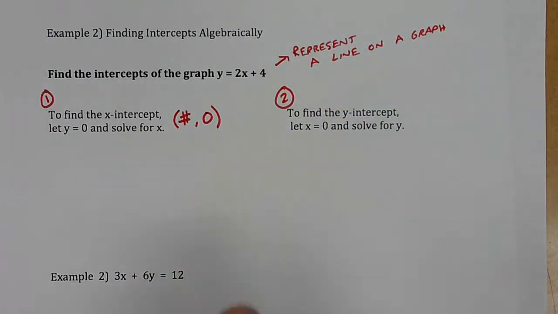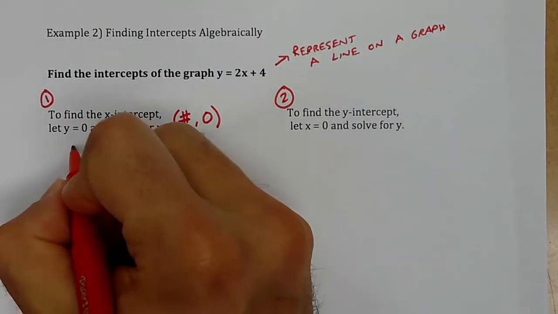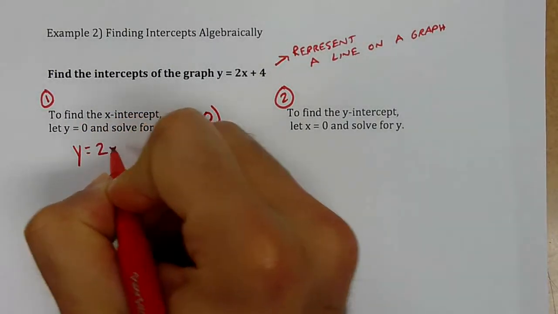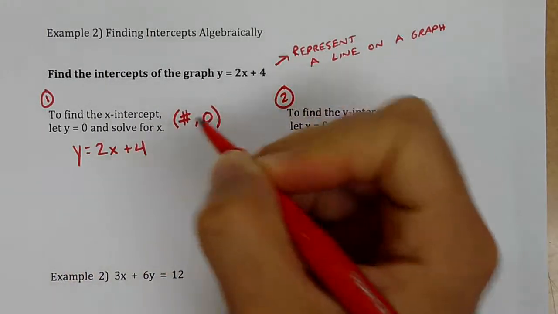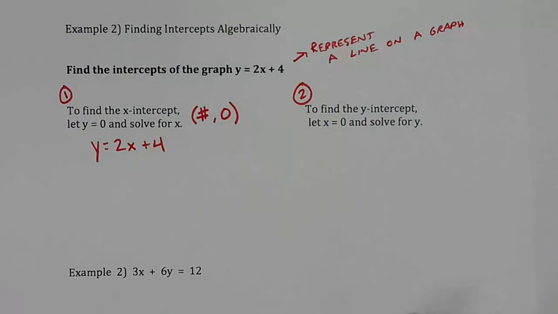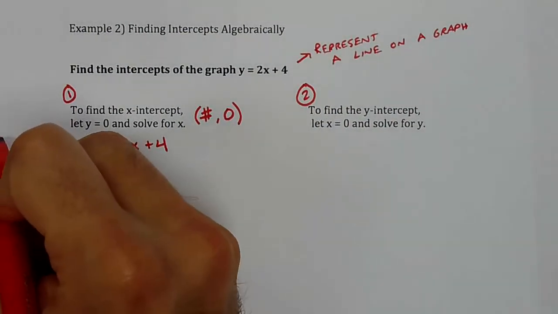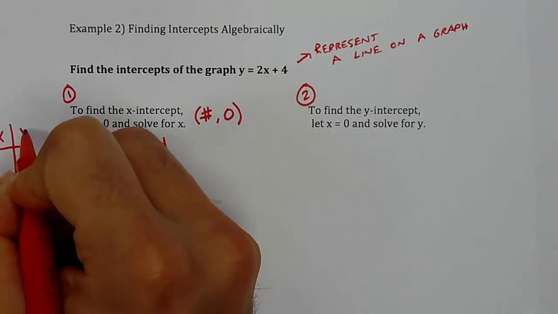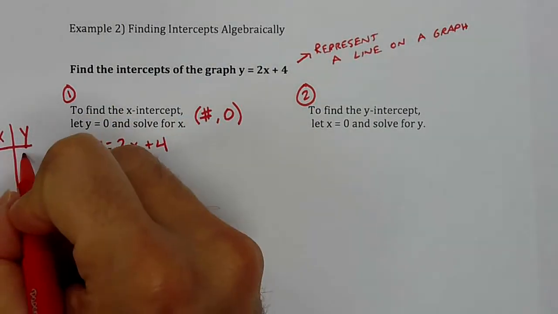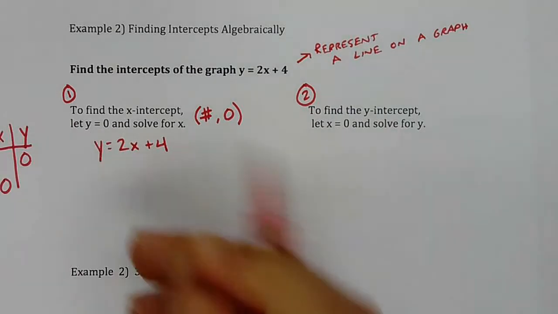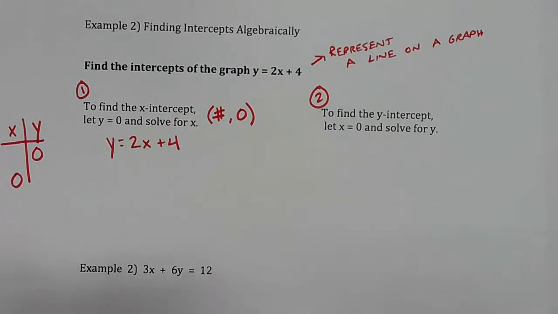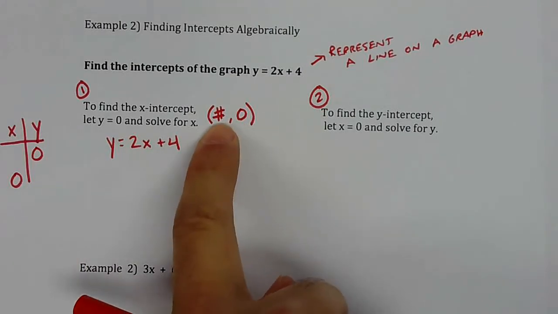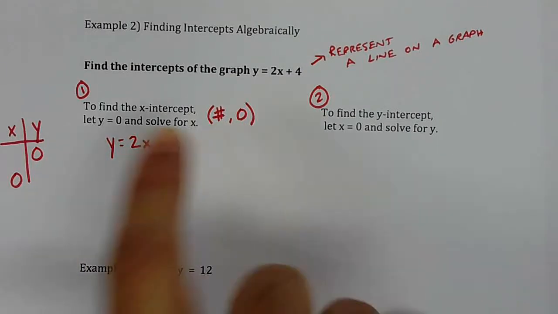So what we're going to do is take this equation, y equals 2x plus 4. Now, we also made a small table before. I'm going to make that same table. So I'm going to call this x, y, 0, 0. And remember, we were finding these missing spots. Like, okay, if y is 0, what was the x number? So we're going to do that first.